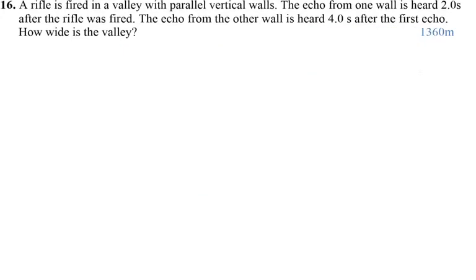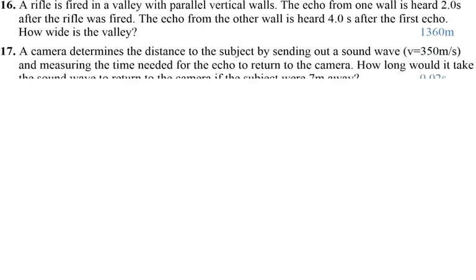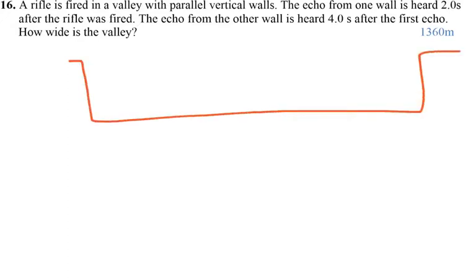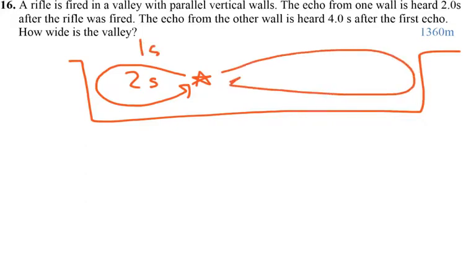Same type of question, number 16. Rifle fired in the valley with 2 vertical walls. The echo from one is heard 2 seconds after. So here is the rifle. The echo from one is heard 2 seconds later. So that takes 1 second one way. And the echo from the other wall is heard 4 seconds after the first echo. So that is 6 seconds together there and back. So that's 3 seconds. So the distance from one side to the other side is equal to average velocity.